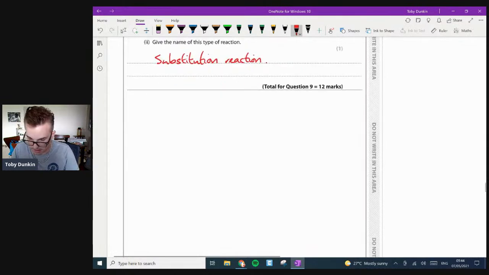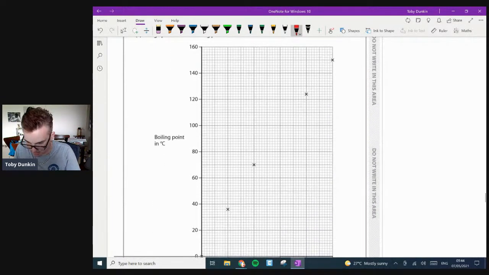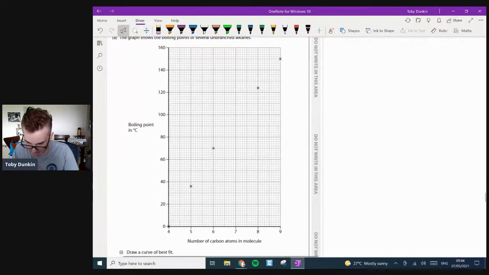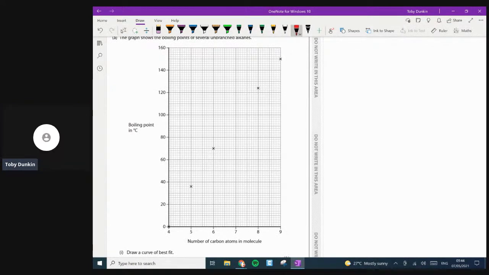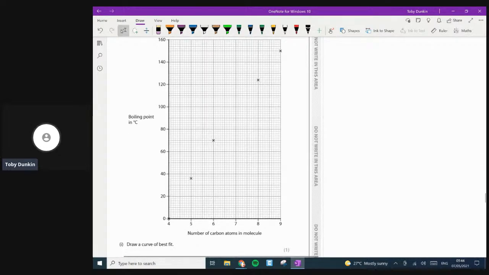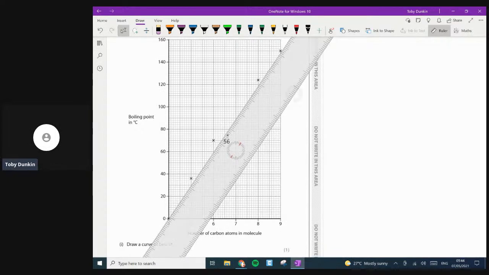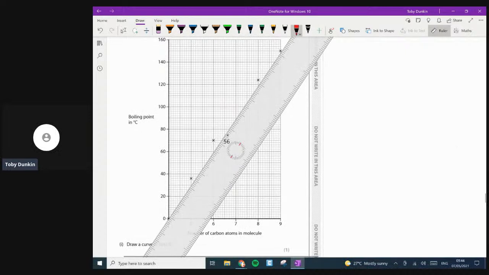Next, keep going. Doing well so far. Oh, okay, draw a curve of best fit. Now a curve, it looks like a straight line, but it's obviously not. That's interesting. Is that not a straight line? No, it's not. How fascinating. They've done that deliberately.